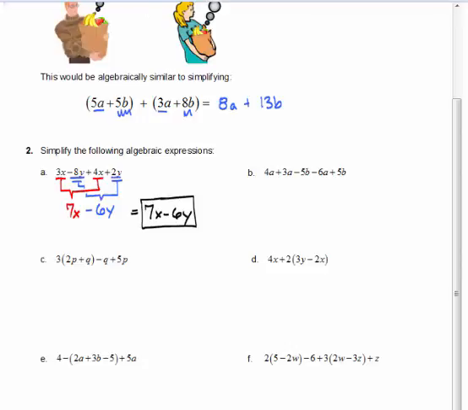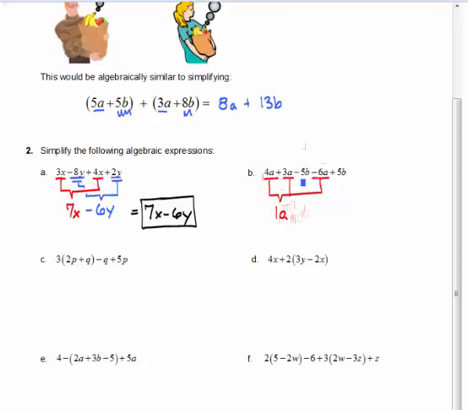Alright, so let's try the next one. Again, we'll start with this case. We have 4a plus 3a minus 5b minus 6a plus 5. So we have a whole bunch of a's. Let's look at those together. So we're going to add all of these a terms into one thing. So it's kind of like we have 4 apples plus 3 apples, that's 7 apples, but we owe 6 apples. So if you do positive 7 minus 6, that's just going to leave us with 1 apple. Or you could just write a.